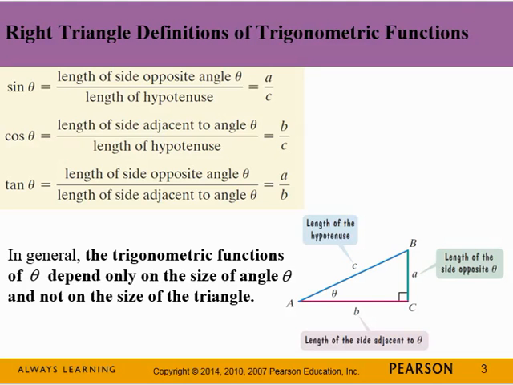So, sine theta equals the length of your opposite over your hypotenuse. So when you think about a right triangle, you have your opposite side. If I'm looking at sine theta, I have my opposite side over my hypotenuse, the value of A over C. Cosine is the value of B over C, so it's the adjacent side. And tangent is A over B.